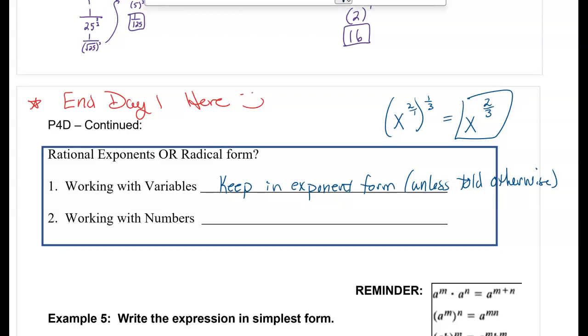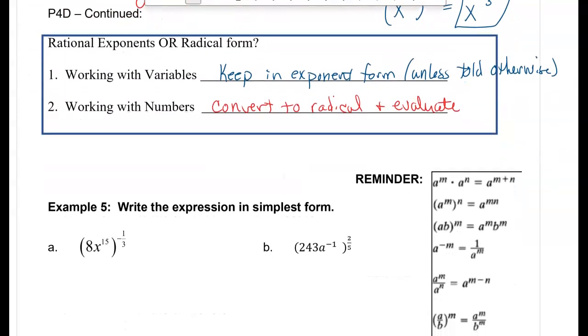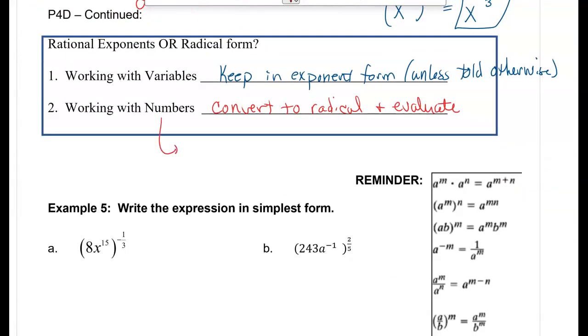When you're working with numbers, it is always best to convert to the radical form and then simplify. All right, so a quick little easy example of this that you guys probably all could do at this point would be something like 8 to the 2/3 power, okay?